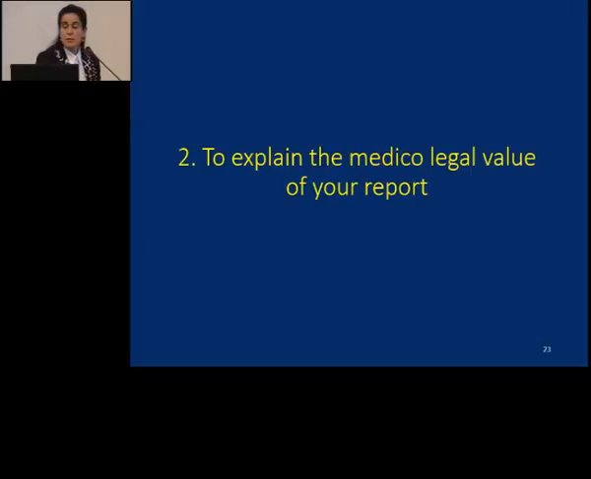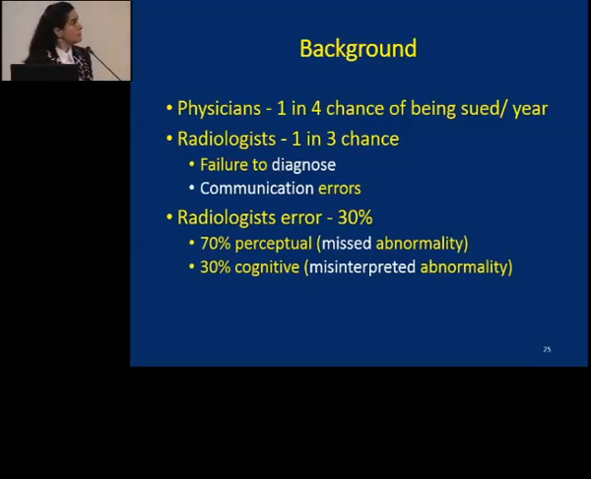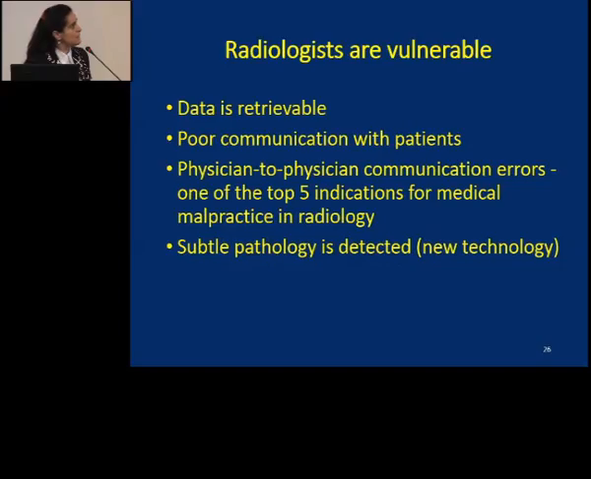So, what is the medical legal value of our report? You have to know that as radiologists we are more vulnerable than other physicians, and the main cause is failure to diagnose and also communication errors. Radiologist errors are reported to reach up to 30%, and 70% of them are perceptual. This is because we miss the abnormality, and only 30% are cognitive, because we misinterpret the abnormality.